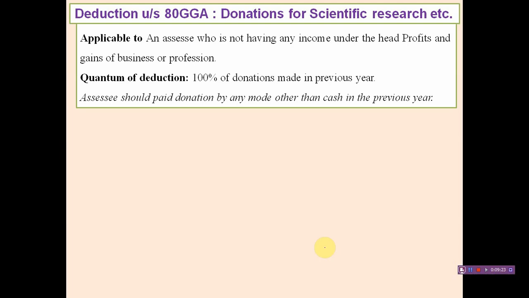So the next one is deduction under section 80GGA. It is in respect of donations for scientific research or rural development. This deduction is applicable to an assessee who is not having income under the head profits and gains of business or profession. It means it is applicable to all assessees, but that assessee should not have an income which is chargeable to tax under the head profits and gains of business or profession.